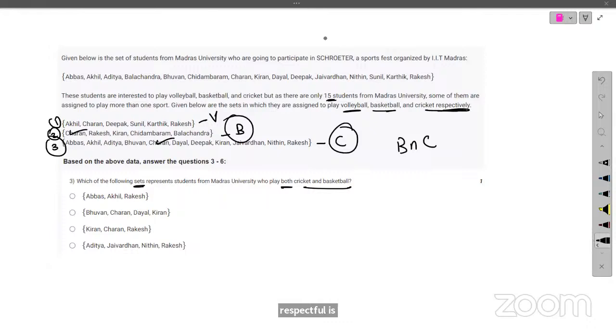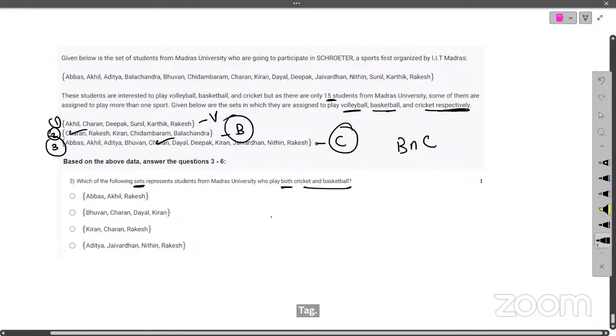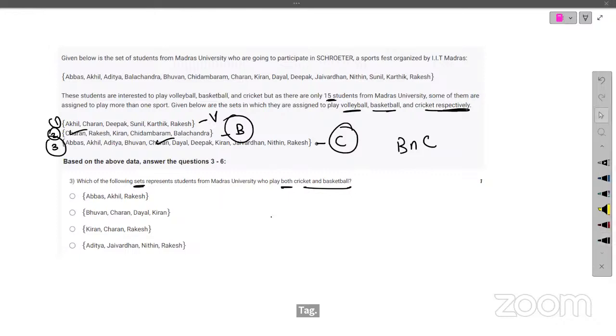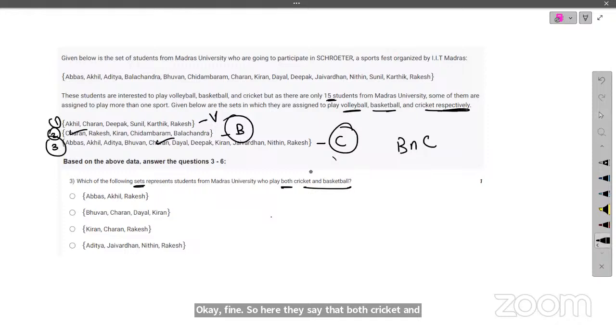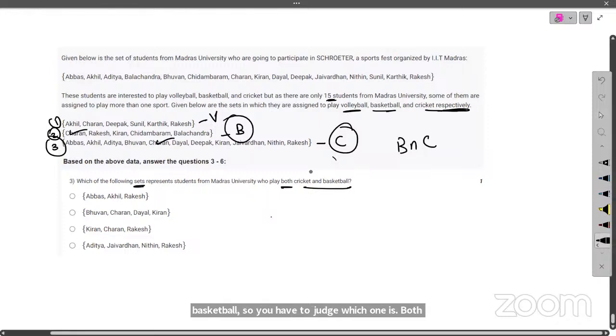What's your doubt? Ma'am, can you solve question 5 and 6 from this set only? I'm having doubt in that. First 2 are given, so then you can answer in a similar way. Here they say both cricket and basketball, so you have to judge which one is both. Both means you have to do the intersection. Ma'am, I'm not asking that one.